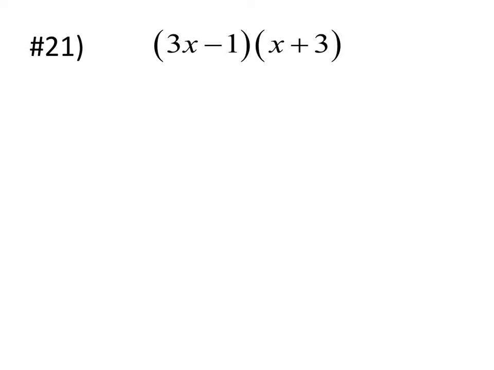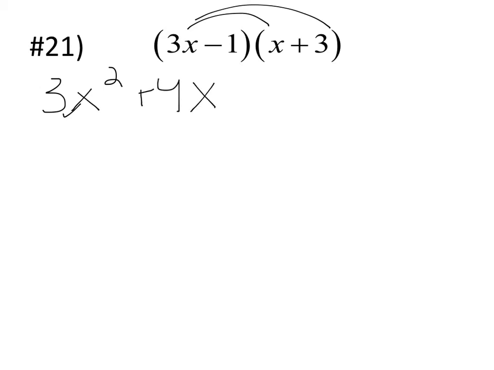All right. Another binomial times a binomial. 3x given to both pieces in the second binomial. 3x times x is 3x squared. 3x times 3 is positive 9x. Negative 1 times both pieces in the second binomial. Negative 1 times x is just negative x. Negative 1 times 3 is just negative 3.